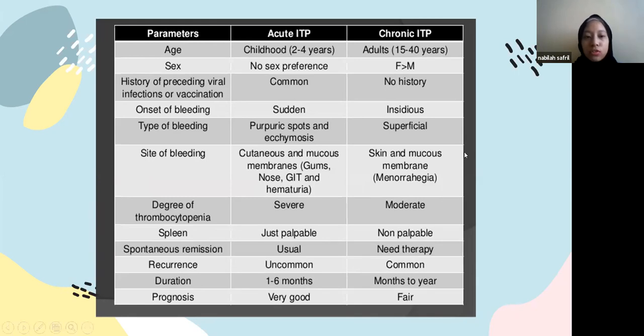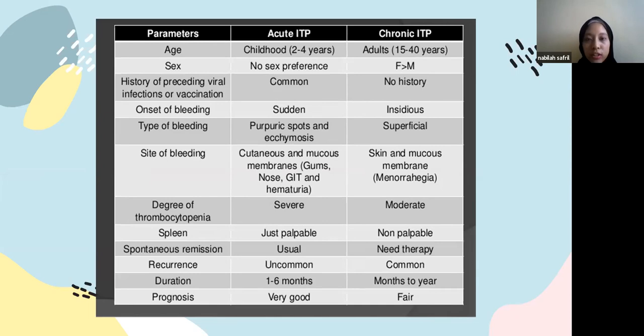The degree of thrombocytopenia is severe in acute ITP but moderate in chronic ITP. The spleen can be just palpable in acute ITP but is non-palpable in chronic ITP. There are spontaneous remissions in acute ITP, but in chronic ITP they might need therapy. The recurrence of acute ITP is uncommon but is common in chronic ITP.